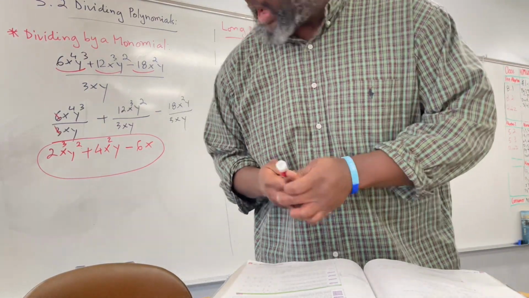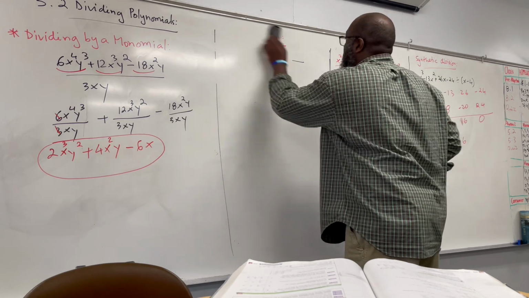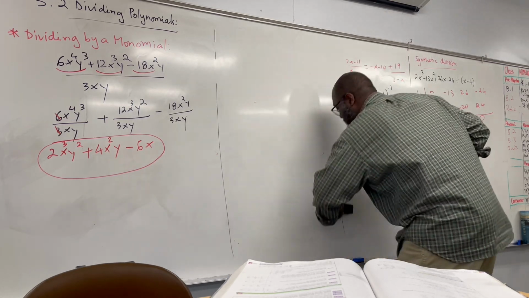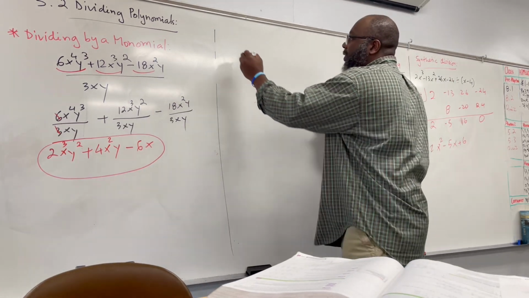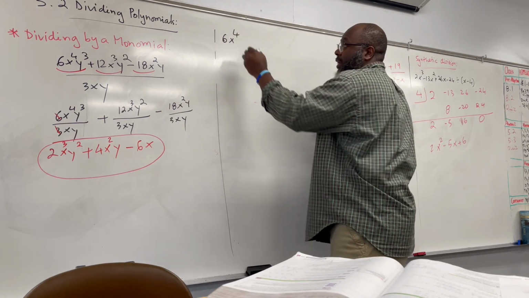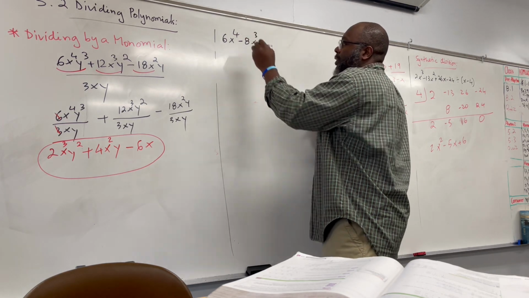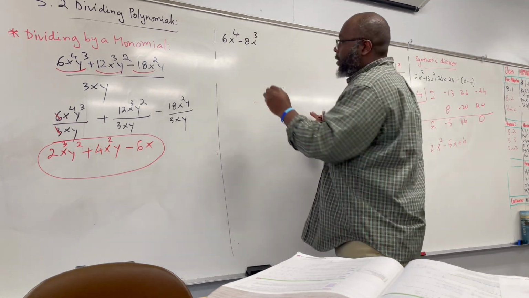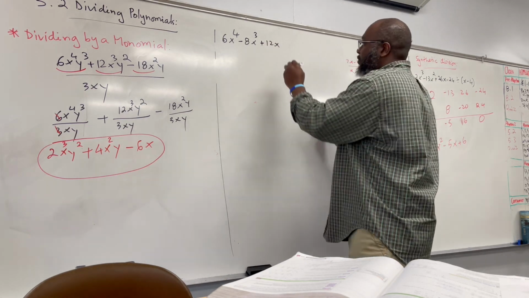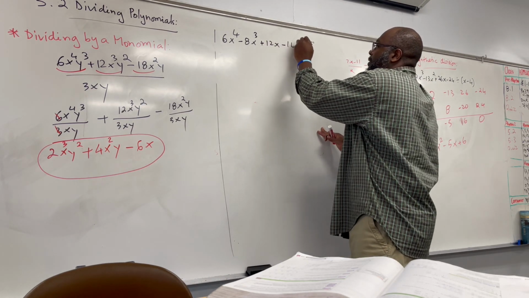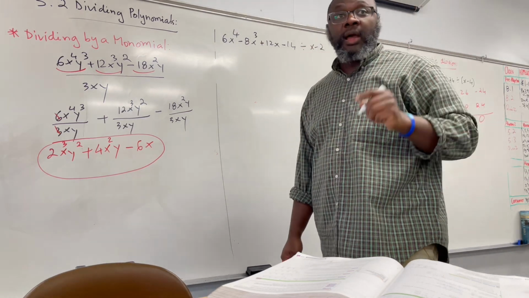All right, for example, we have synthetic again. We'll leave this on the board. So that's just your answer. You don't have to do anything else. 6x to the 4, minus 8x to the third, plus 12x, minus 14, divided by x minus 2, right? Don't you have to add a 0x squared? Yeah, we have to add it.